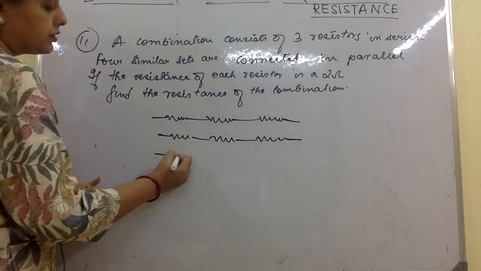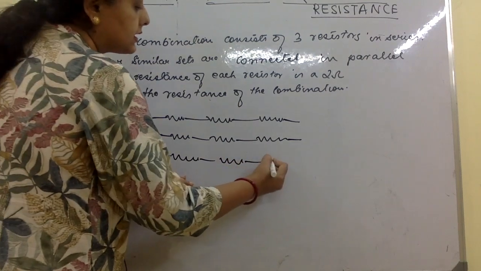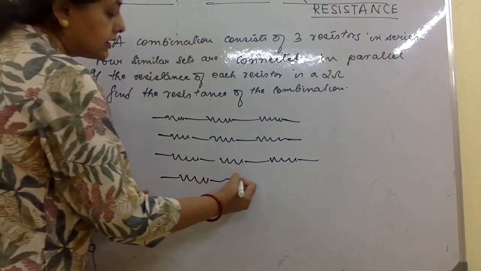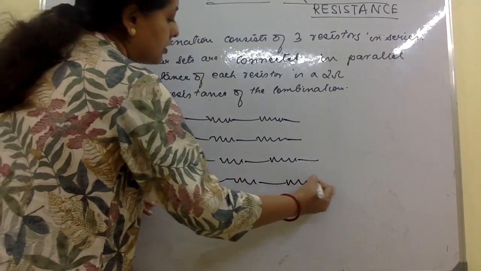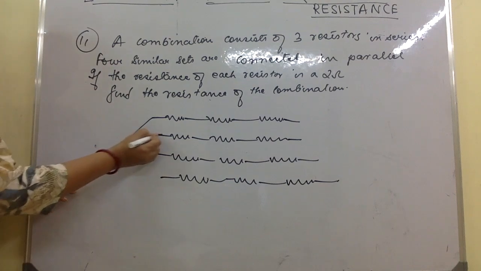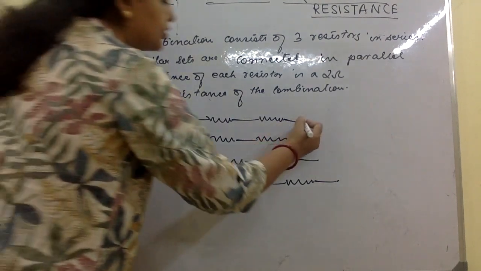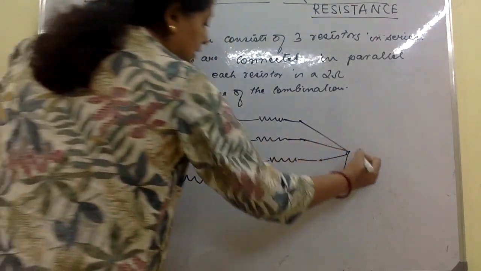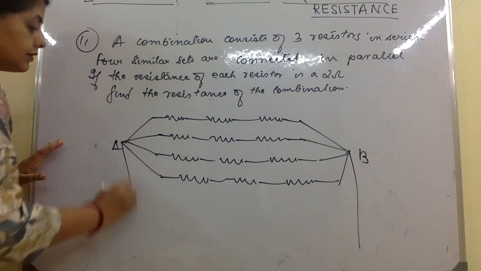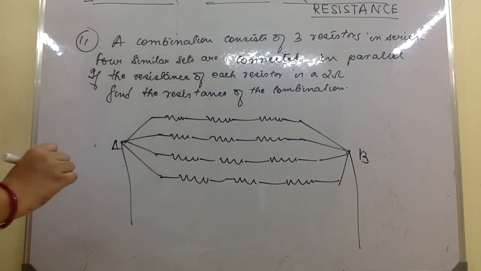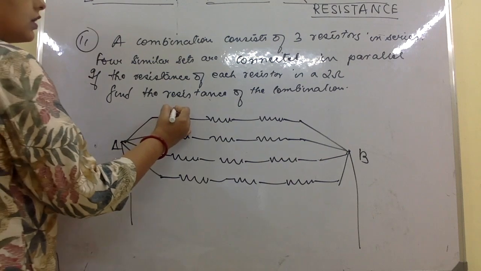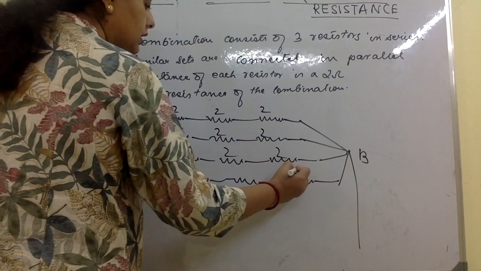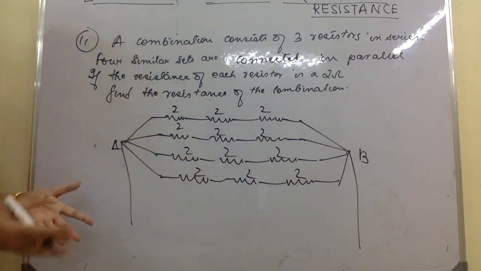Okay, so these are the four similar sets of three resistors each. This is what the question wants to say. So here I will connect them to one common junction point. This is the junction. Okay, so this is A, this is B, and here it is. Then each one is 2 ohms. Each one. This is the complete picture.